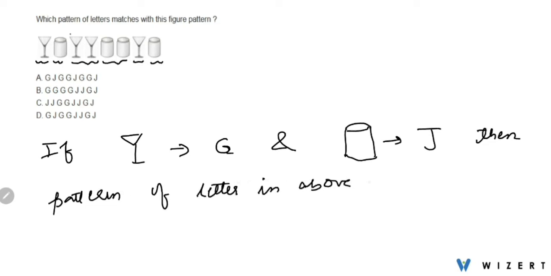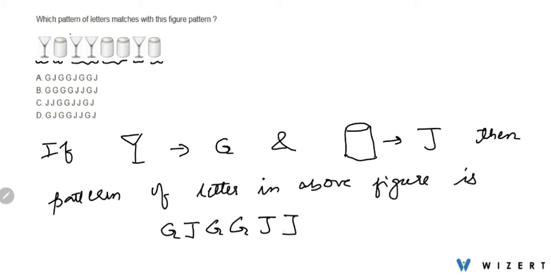in the above figure that is given in the question will be something like this: this is one glass, this is one jar, then again two glasses are there, so 2G, then two jars are there, then 2J, again one glass, and then finally one jar. We can see this is the pattern that we are following here, and this pattern we can see is only in option D. So we can say that the answer is option D.